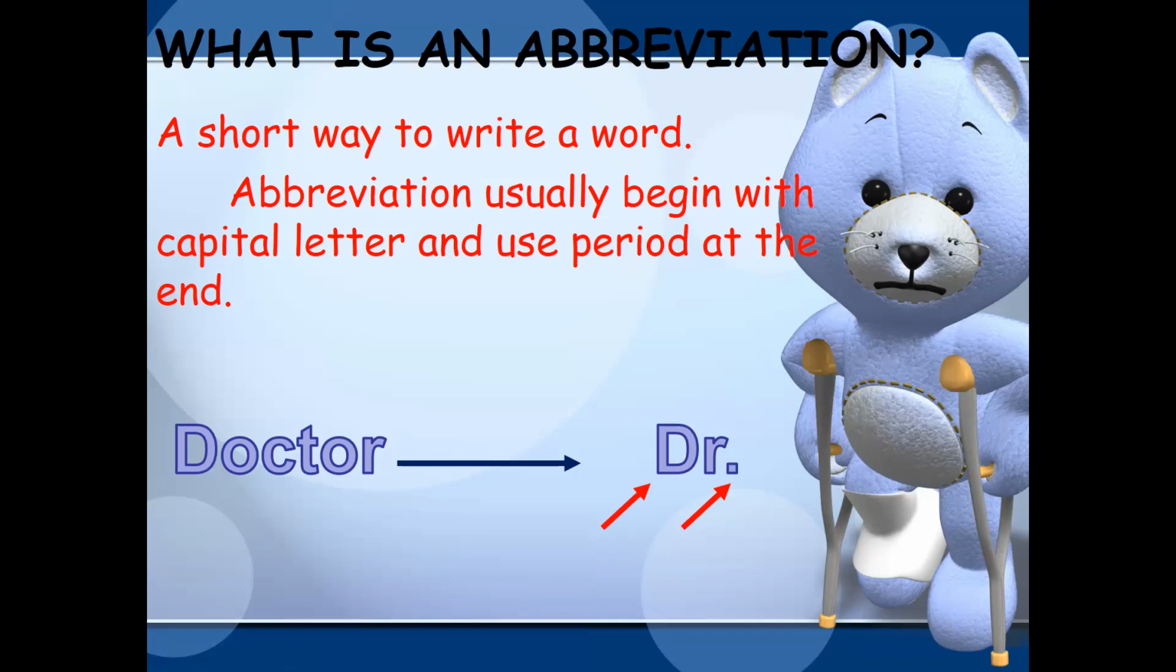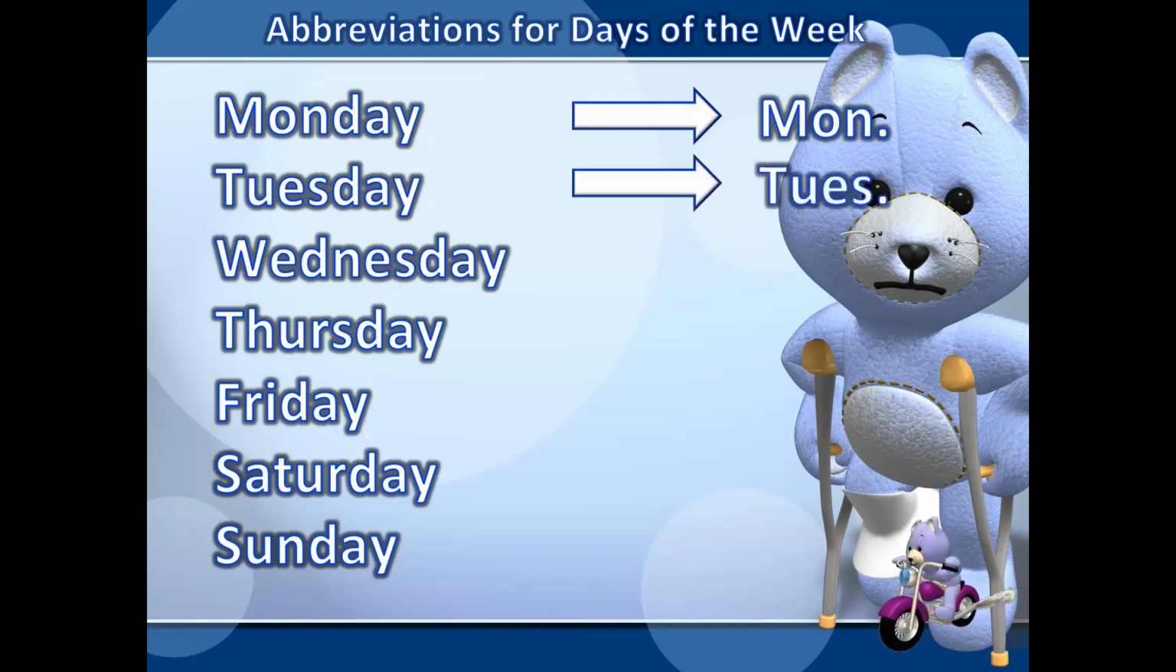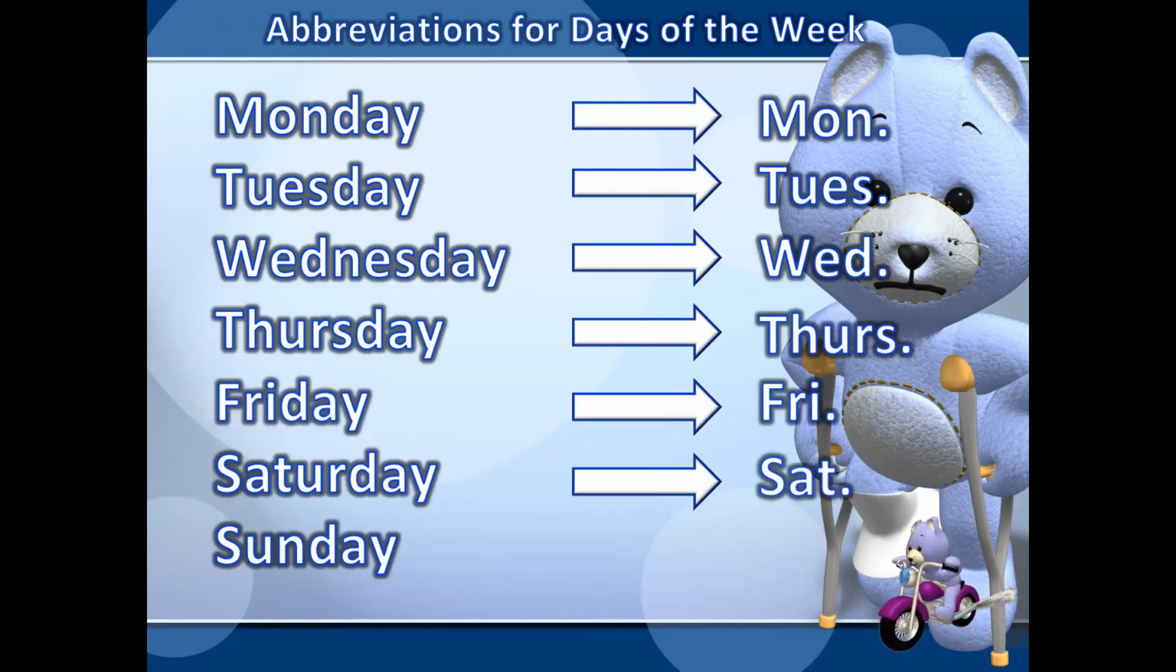When we use the abbreviation, we use it with the days of the week. As you can see, mostly you can notice that we take the first three letters in the beginning. We start with the capital, end it with a period. Tuesday, Wednesday, Thursday, Friday, Saturday, and Sunday. We start with the capital and end it with the period, a short way of writing a word.